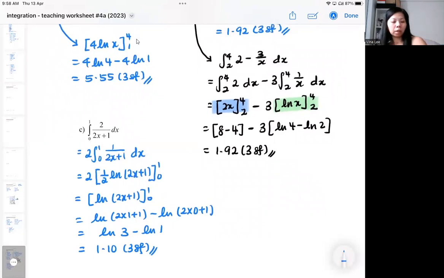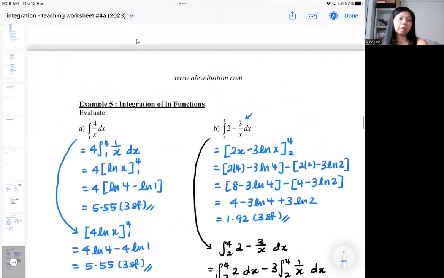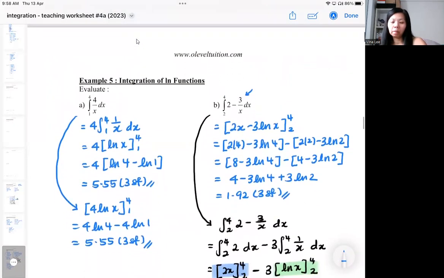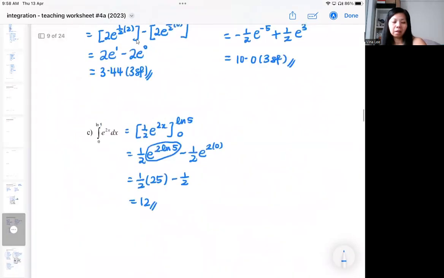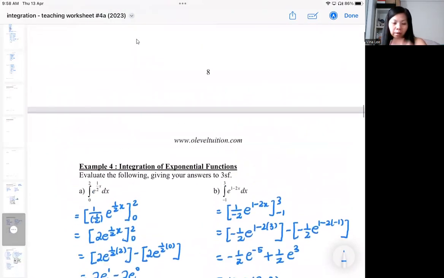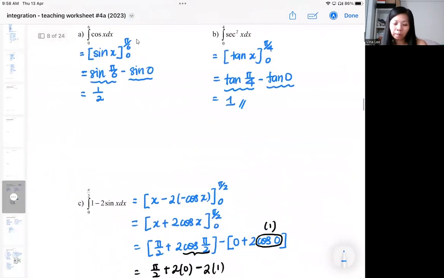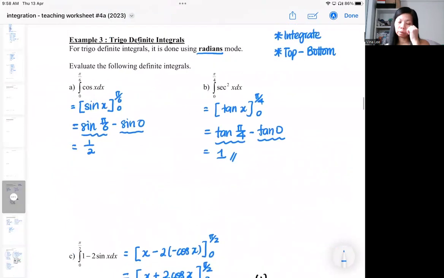Okay, so this one is just applying formula. Keep applying formula, keep integrating. And then you do a top minus bottom. So nothing much changes. You are going back to the formulas that you have learned in the previous teaching worksheet. Except that do remember, when you are doing it for trigo, your calculator has to be in radian mode, or else your calculation will go wrong. But your integration, you will get marked for integration if you forget to change the radian mode.